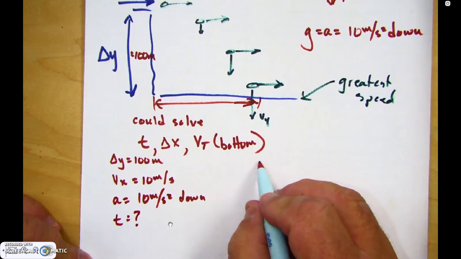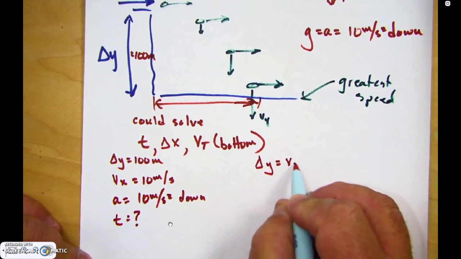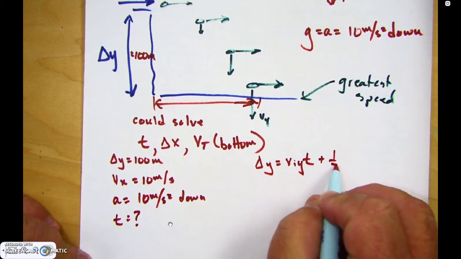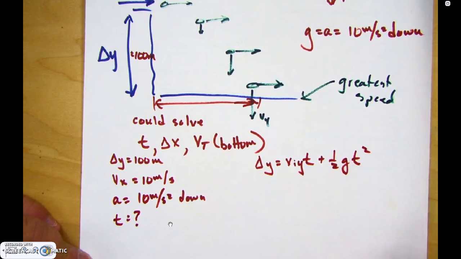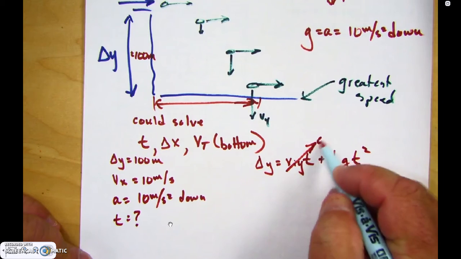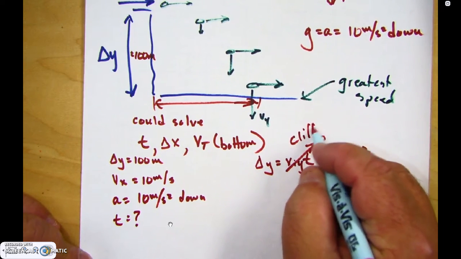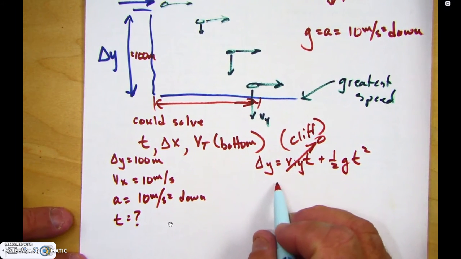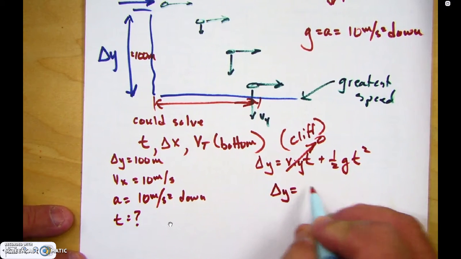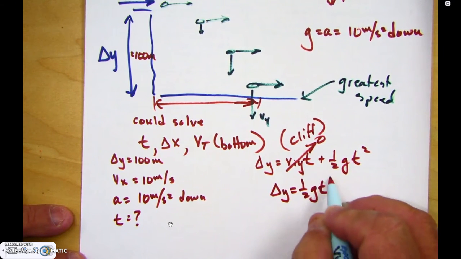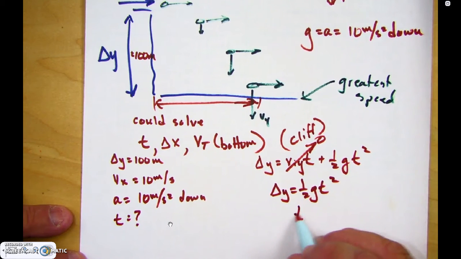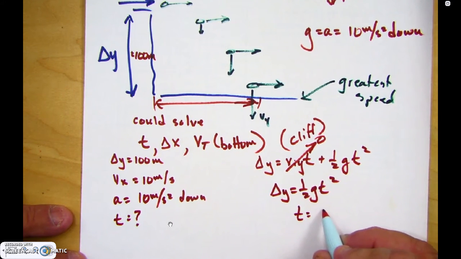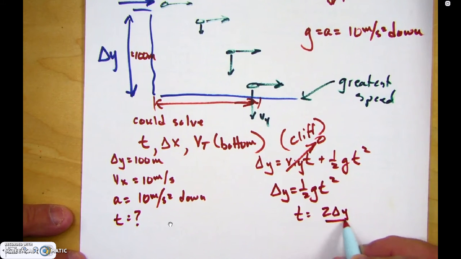Now, to get t first, we're going to go to the delta y equation: Viy t plus 1/2 g t squared. But the key thing in a cliff problem is that Viy is 0 because it's a cliff problem. It's not going to be 0 if it's a cannonball problem, which is the next type. Now, here's a helpful thing. You're going to have delta y is equal to 1/2 g t squared. Solve this for t, and you get t is equal to the square root of 2 times delta y divided by g.